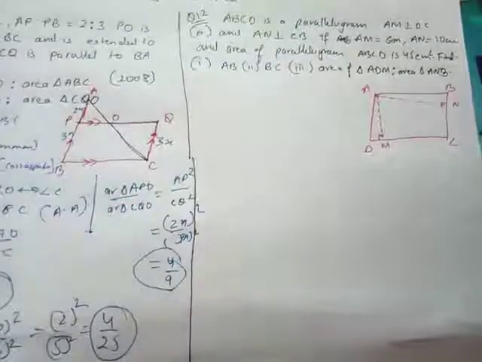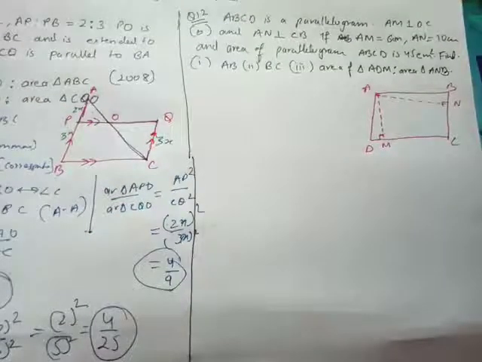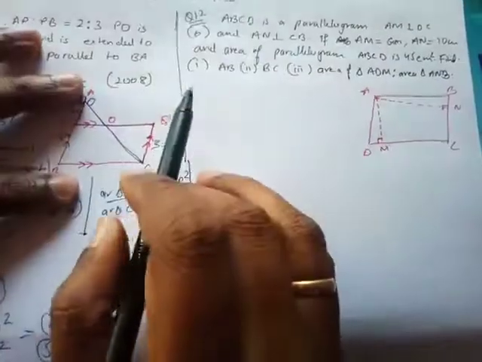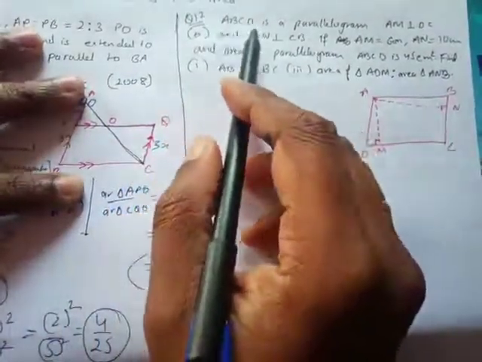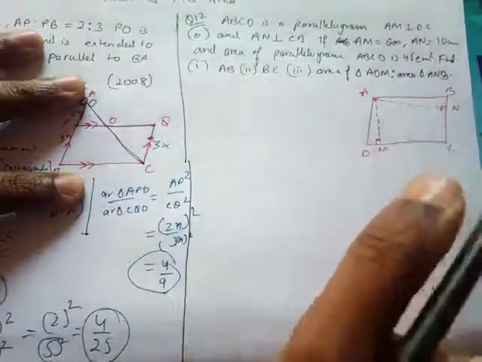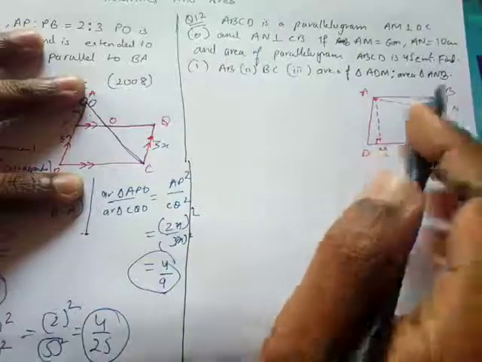Okay, let's have a look at question number 12, B part. In the given figure, ABCD is a parallelogram. This is given. In a parallelogram, opposite sides are equal. You know that very well.